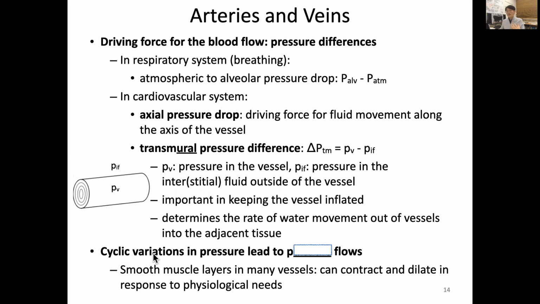And also there are cyclic variations in pressure, especially in the heart and the arterial side, which is very elastic, which sends this pulsatile flow. Cyclic variation in pressure leads to pulsatile flow, which we can even feel and understand. And that's due to the smooth muscle layers in vessels, which can contract and dilate in response to our physiological needs.